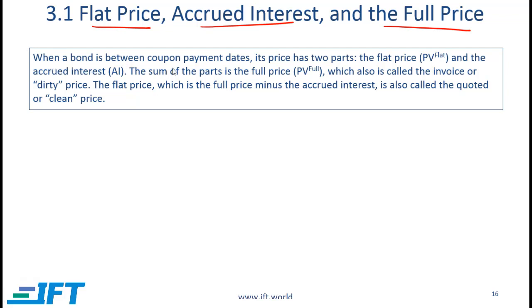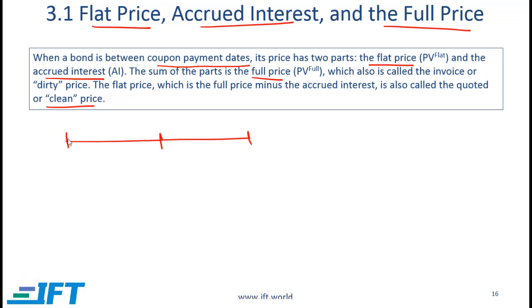When a bond is between coupon payment dates, its price has two parts, the flat price and the accrued interest. The sum of the parts is the full price, which is also called the invoice or dirty price. The flat price is the full price minus the accrued interest, and this is also the quoted or clean price. Let us understand this through a very simple example.